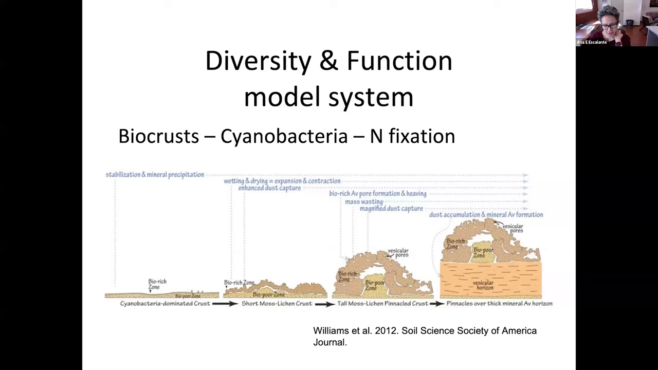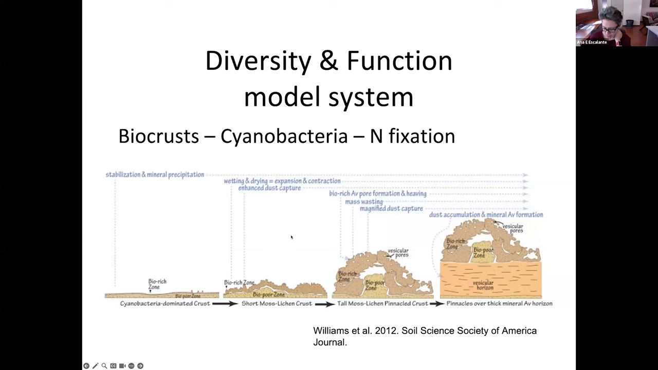This is like a cartoon of a biocrust in some sort of sequential or succession sequence, going from cyanobacteria-dominated crusts, which are very thin layers dominated by cyanobacteria, but there can also be mosses and lichens, and they can evolve or succeed into very complex structures. So this can be a succession, or also there are biocrusts in different arid and semi-arid soils that are characterized by being only cyanobacteria dominated, and they never reach these big structures on your right hand side.